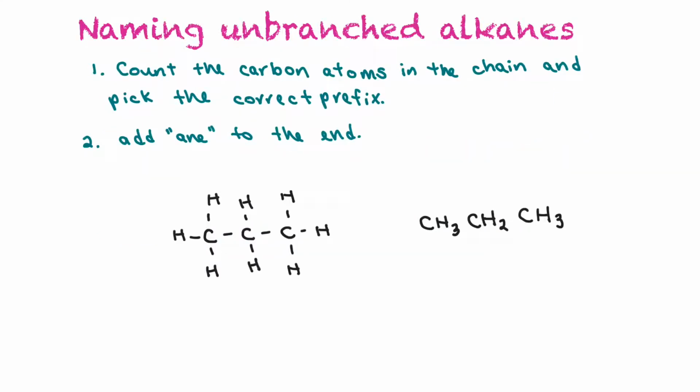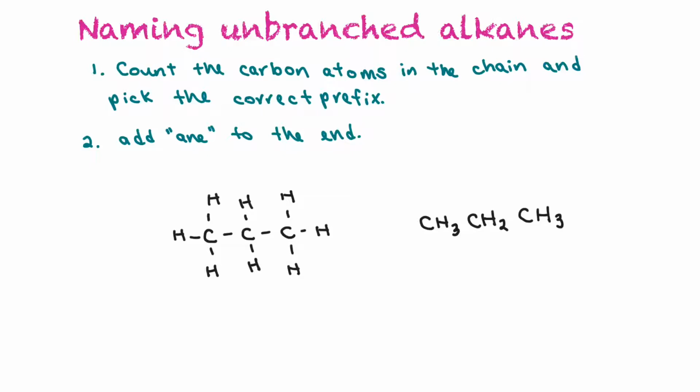So now we'll learn how to name unbranched alkanes. So these are alkanes that are just in a straight line. The first thing you do is you count the carbon atoms in the chain, and then you pick the correct prefix, and then you add ane to the end. So I've drawn the same molecule two different ways. This is the branched out format, and then this is the condensed format. So the branched out one shows you exactly what the hydrogens and carbons are bonded to, and this one just tells you the CH3, CH2, CH3.